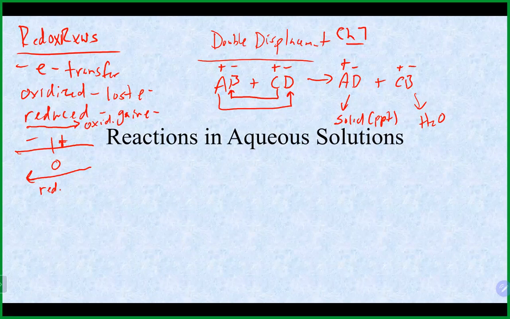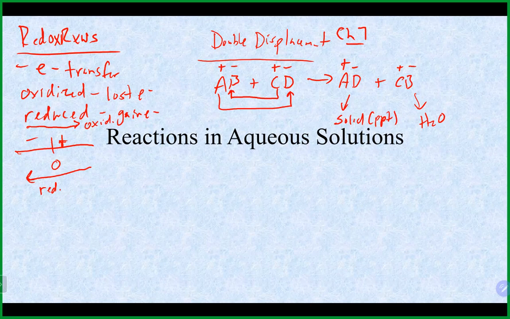And they all fall under these two distinct categories. As we'll talk about today, under the double displacement category, we have things like precipitation reactions, when a solid is formed, and we have things like acid-base reactions, which is when water is formed.